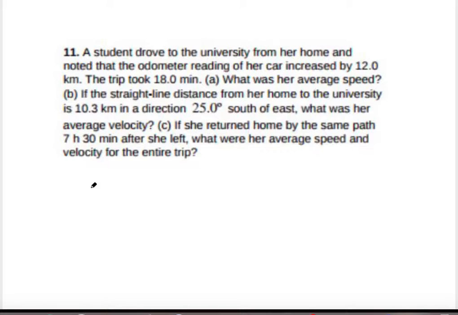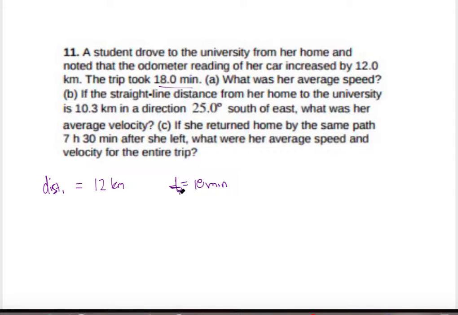For number 11, we have a student driving to the university from home and notices that the odometer goes from 12 kilometers, or changes by 12 kilometers. So this just means that my displacement, or the distance traveled, really the distance, not the displacement, has been 12 kilometers. So I'm going to record this as my distance. I also know that it took me 18 minutes. So I'm going to say time is 18 minutes.